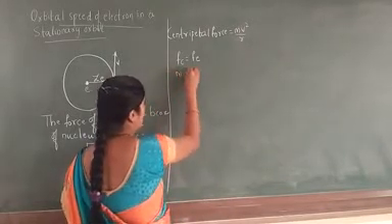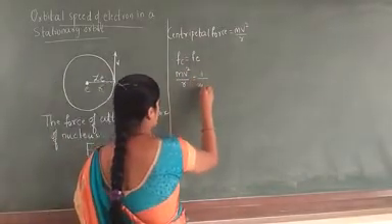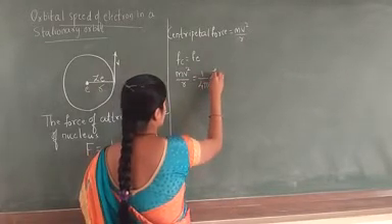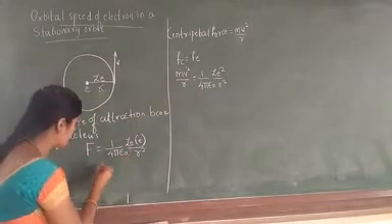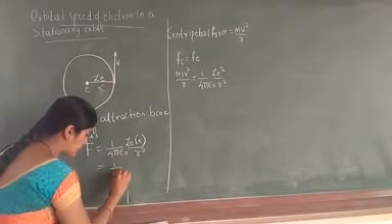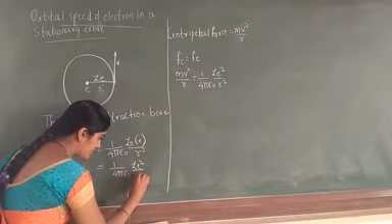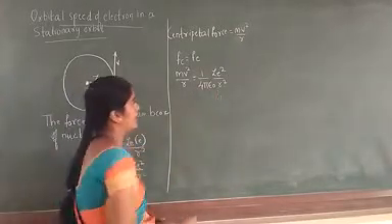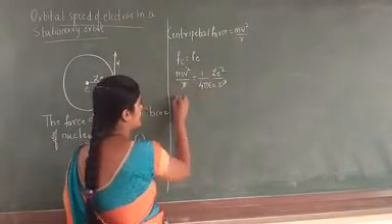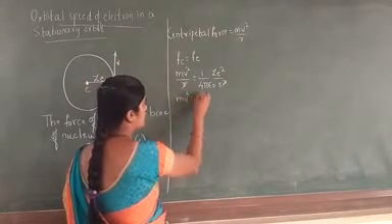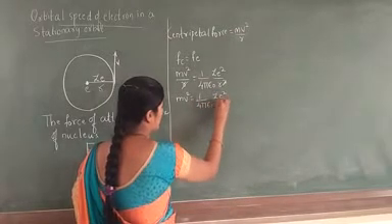Now we put the values of Fc and Fe. mv square by r is equal to 1 divided by 4 pi epsilon naught into Ze square by r square. Now the term r gets cancelled. Therefore, mv square is equal to 1 divided by 4 pi epsilon naught into Ze square by r.